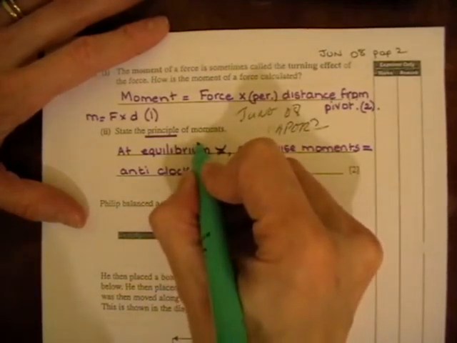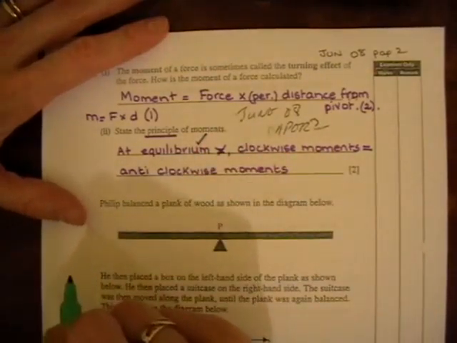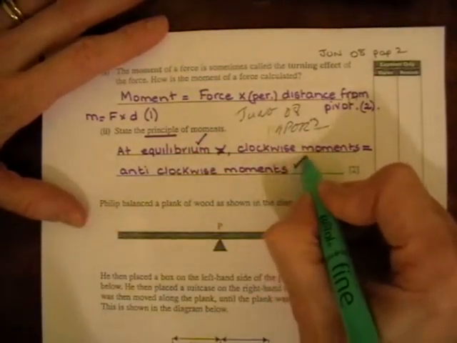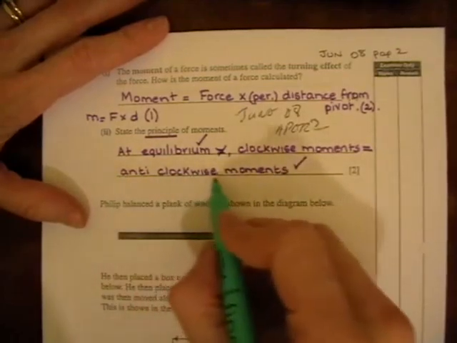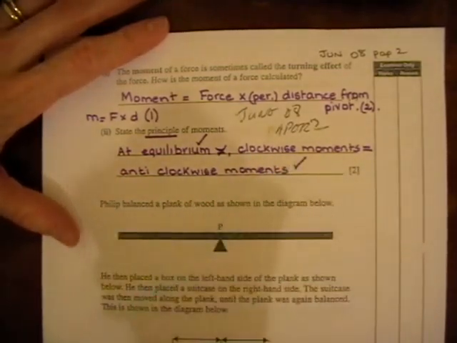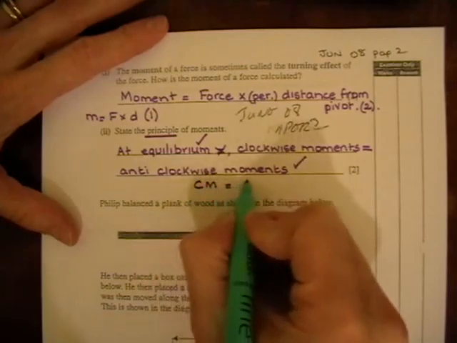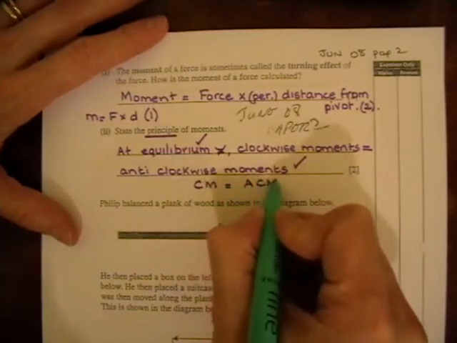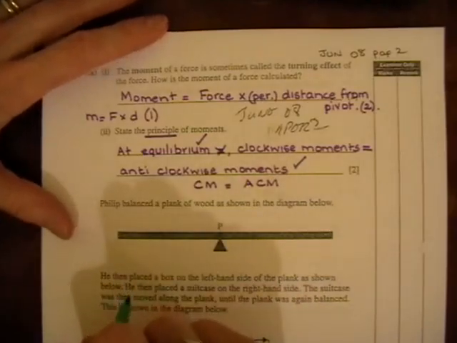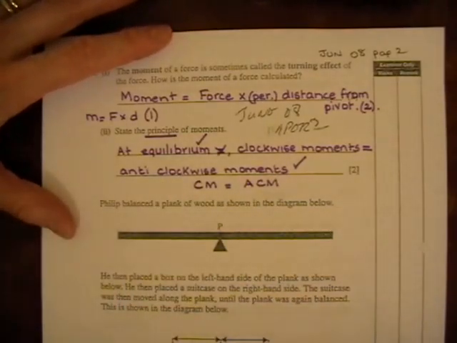So that's 1 mark for saying at equilibrium, or when an object is balanced, and a 2nd mark for saying clockwise moments equals anti-clockwise moments. You will get away with the 2nd mark if you wrote CM is equal to ACM. That is a recognised way of shortening that, so you would get a 2nd mark for that instead.